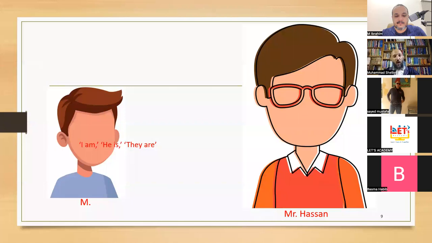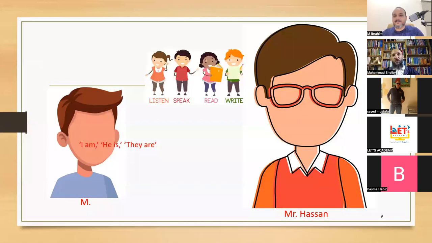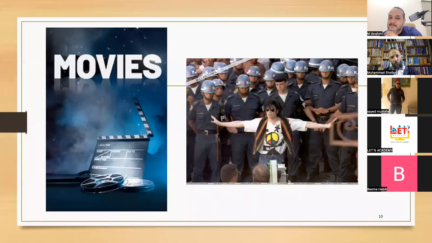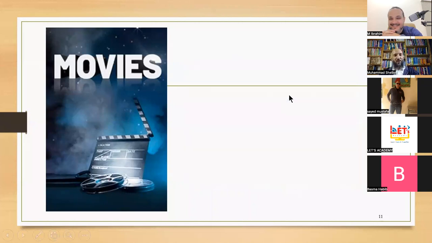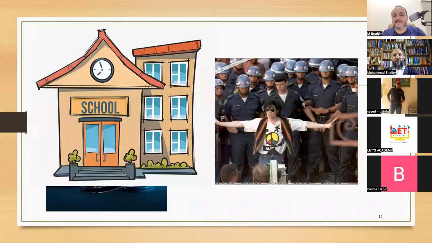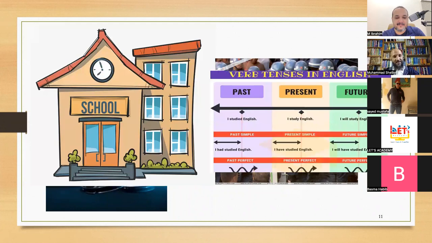He really wanted his school to teach him how to listen and speak and read and write. He wanted to understand the movies without reading the subtitles in Arabic. And he wanted to sing like Michael Jackson's "They Don't Really Care About Us." I don't know if you even know that song, guys. Anyway, at school, however, tenses were the only thing that he studied. No movies, and no "They Don't Care About Us."